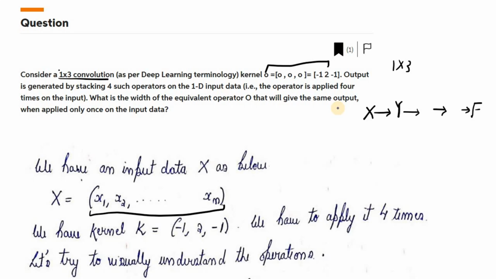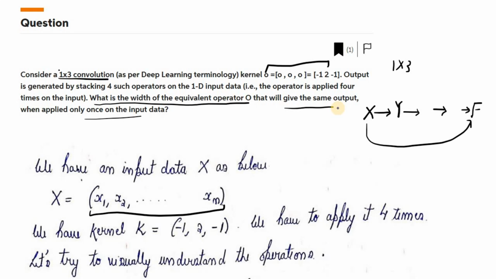So the requirement is: what is the width of the equivalent operator O that will give the same output when applied only once on the input data? Instead of applying the same operation 4 times, they want the operation applied just once. It's pretty obvious that the usual size of the kernel is 1 cross 3, as we have seen from the abstraction above. The size of the kernel, if we have to go from x to the final step, is going to be bigger than 1 cross 3, but we need to know how much bigger.